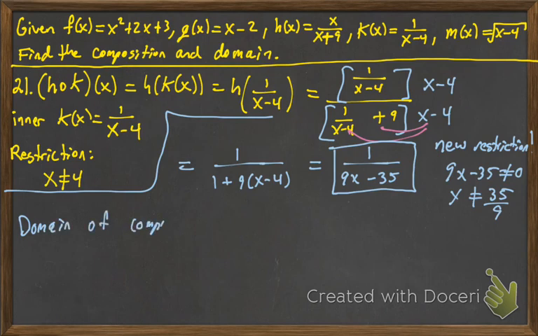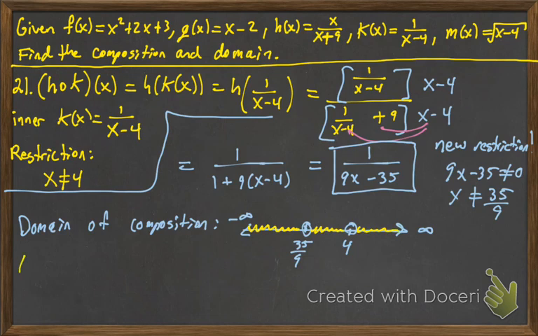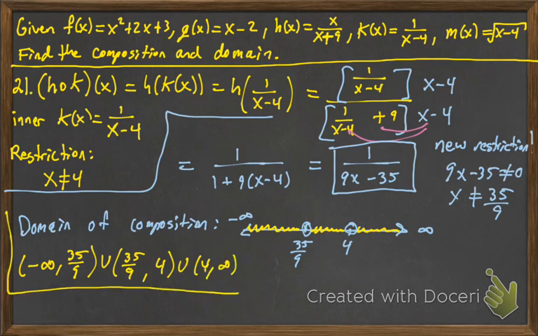Alright, so if we're going to find the domain of the composition, we do have two restrictions. X cannot be 4 and x cannot be 35 over 9. So we can go ahead and put those on a number line, and then we've got to hop over those two values, and that helps us with the domain here. So minus infinity to 35 over 9, union 35 over 9 to 4, and then union 4 to infinity. And that would be the domain of our composition.